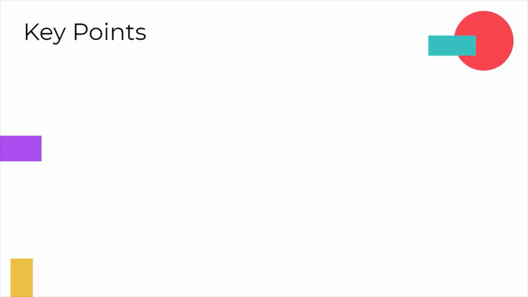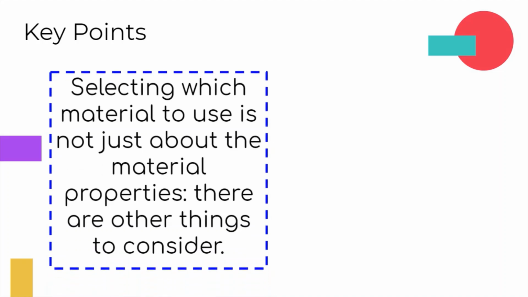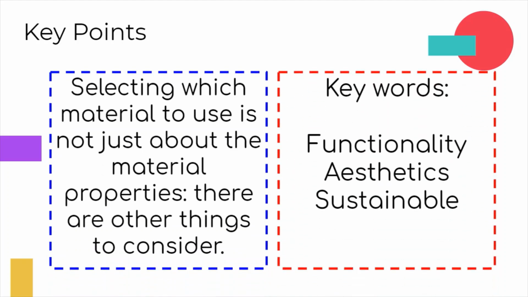Here are some key points to start us off. Selecting which material to use is not just about the material properties. There are other things to consider. Our key words: functionality, aesthetics, sustainable.